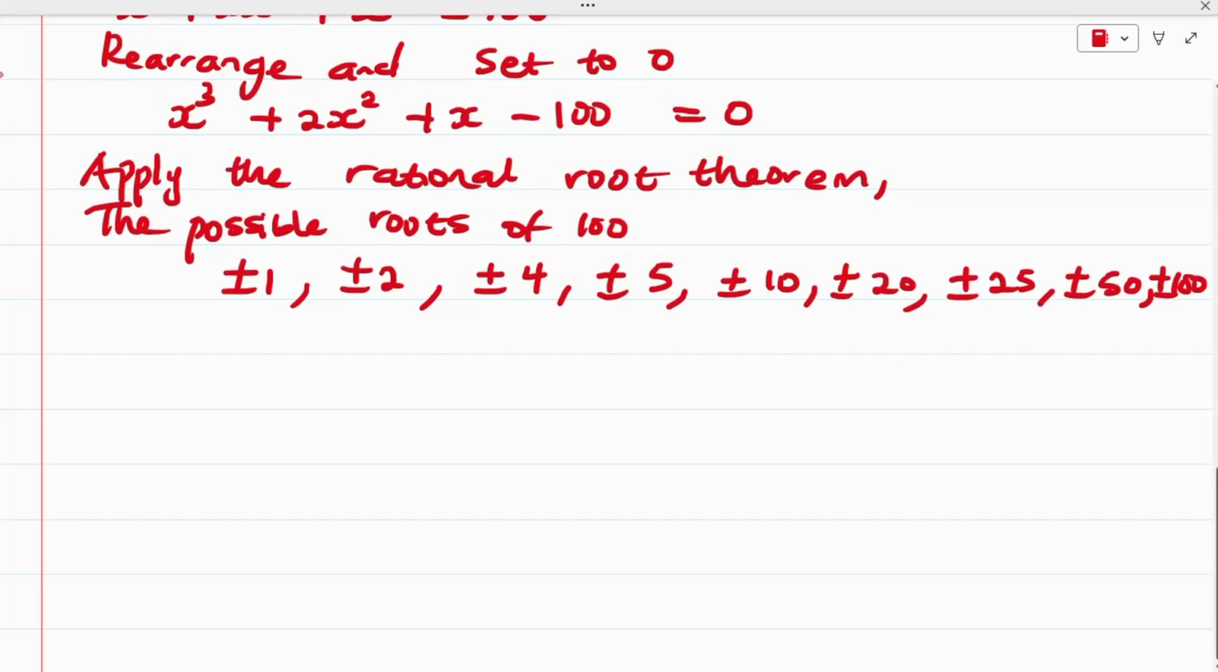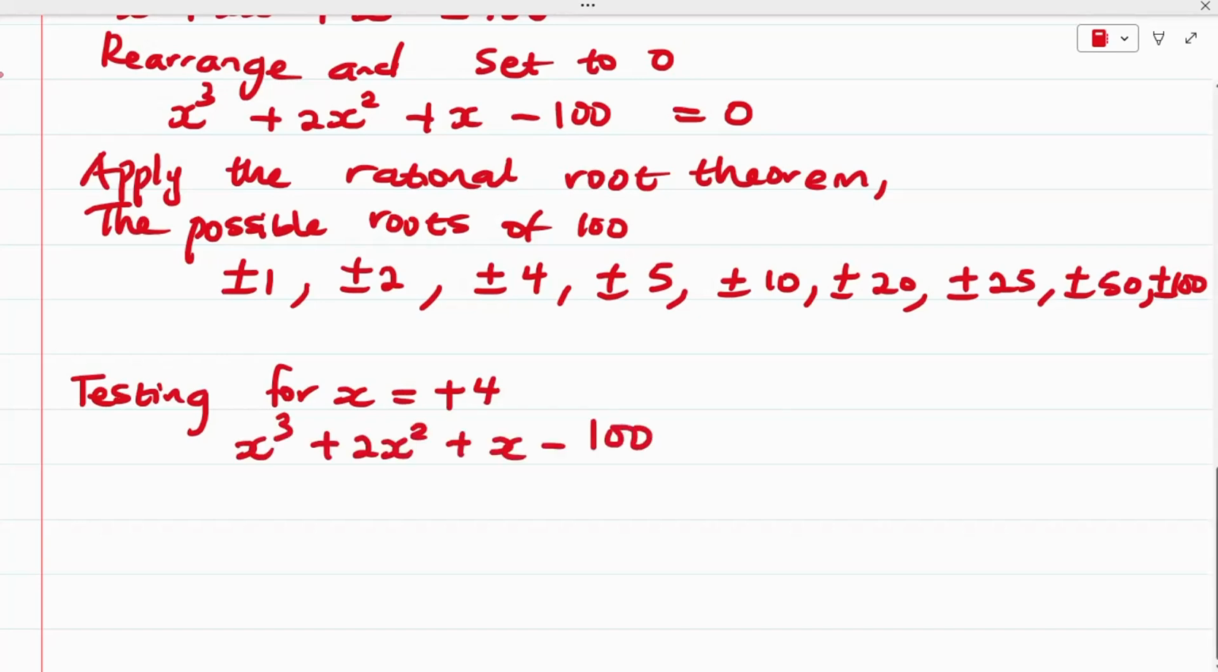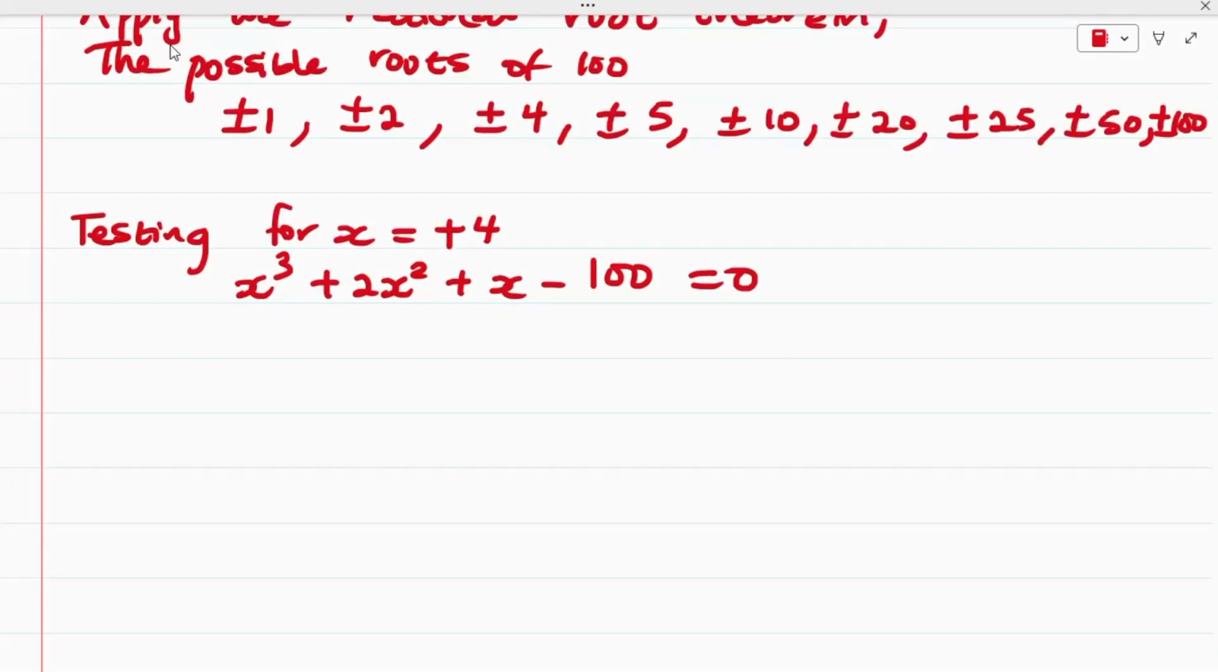So we want to simply test for the possible roots. So guys, in order for us not to waste much time in this video, I was able to test for 1 and 2, and those are not roots of the equation. So right here I want to quickly go on to testing for x equals plus 4. Alright, x equals plus 4. Anywhere we see x in this equation, we want to simply put in 4.